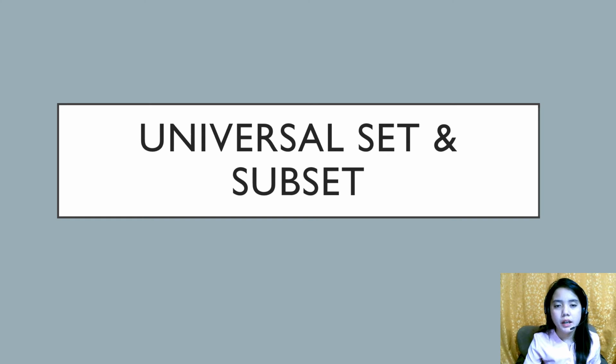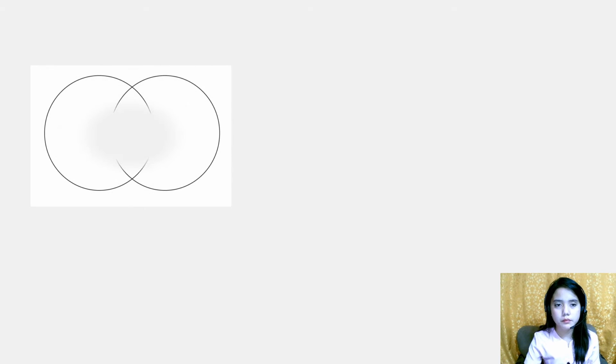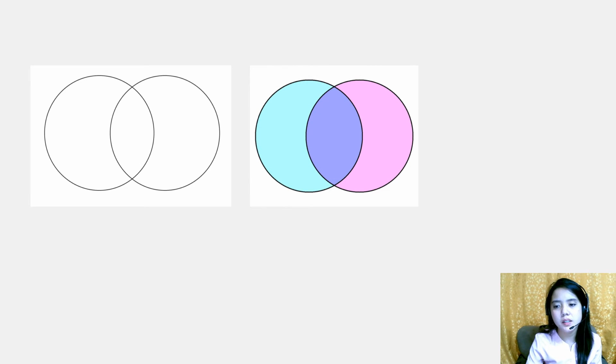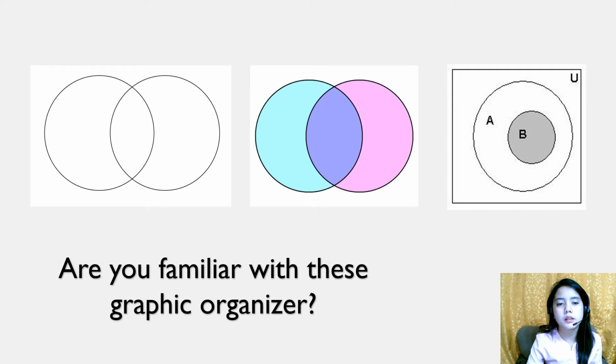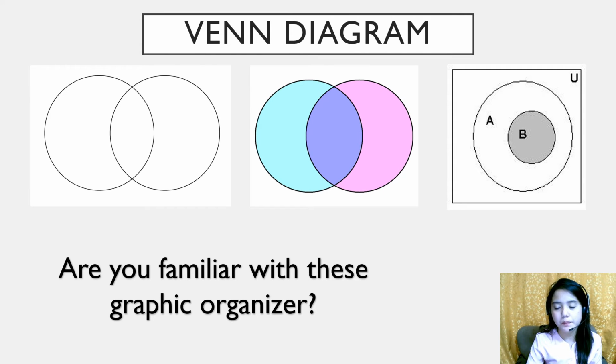Let's now have the universal set and the subset. What could these two be? Okay. Before we proceed to universal set and subset, I want you to take a look at these images. Okay, are you familiar with this graphic organizer? Okay, this is what we call a Venn diagram. Okay, so to illustrate the relationship of sets, we need to draw a Venn diagram.